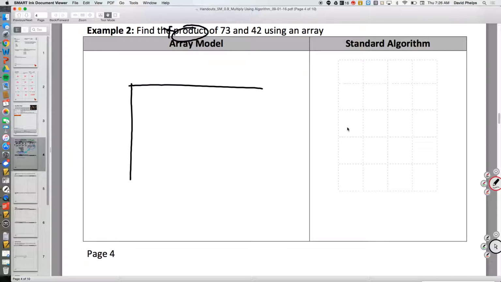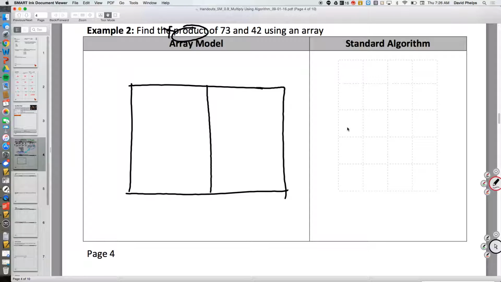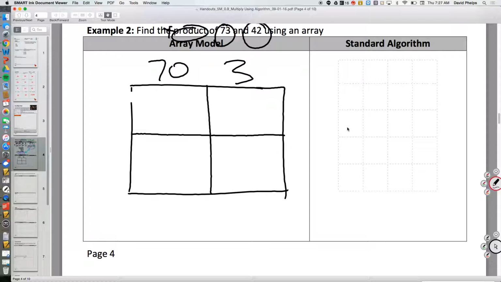Draw the array. The big rectangle. And we know we have 2-digit numbers on top. 73 is 2 digits. And then the next number is also 2 digits, 42. So we need to split this box in half long ways. So I have a spot for a digit here and a digit here. So 2 digits on the top and bottom. 73 becomes 70 and 3. 42 becomes 40 and 2.